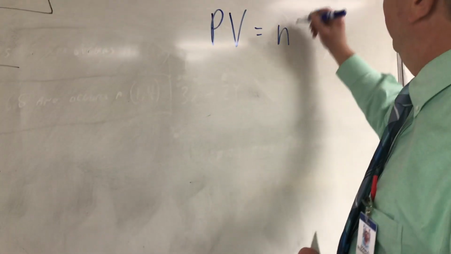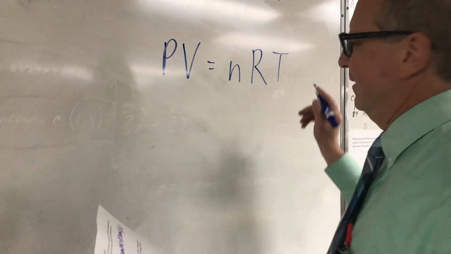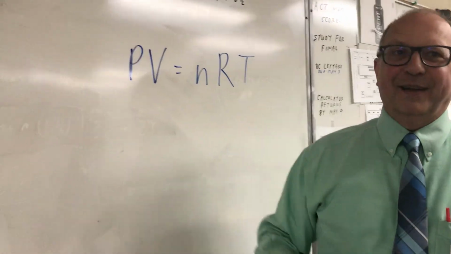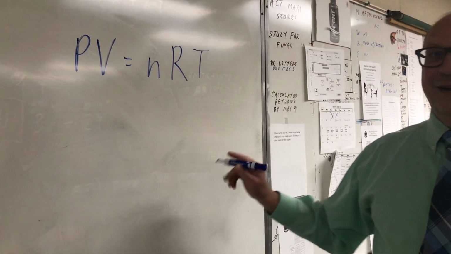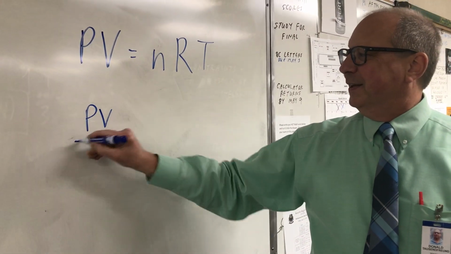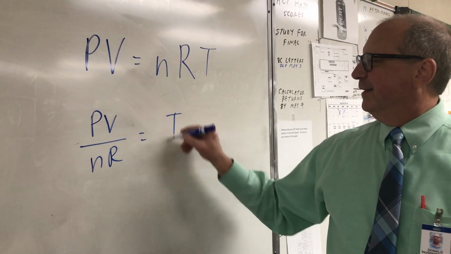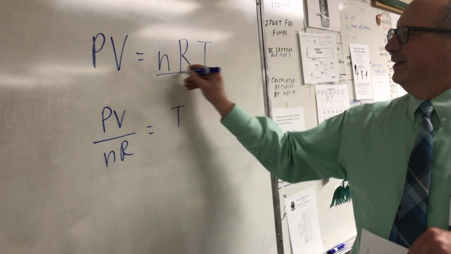PV equals nRT. Okay, that's an easy one, right? This is the exact same thing as that. You can rearrange it any way you want. PV, can I put these two underneath it? I don't know, can you? Yeah, I can. You're the math teacher. Oh, you want to get T by itself?